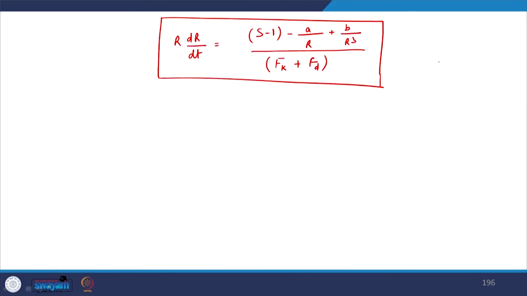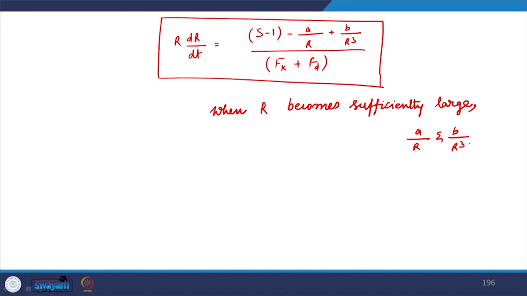Now, given this, we can find how the radius of a droplet changes over time. That's the basic idea, right? Let us say when the radius r becomes sufficiently large, then we can simply say that A by R and B by R cube will be negligible. Of course, they will just be negligible.